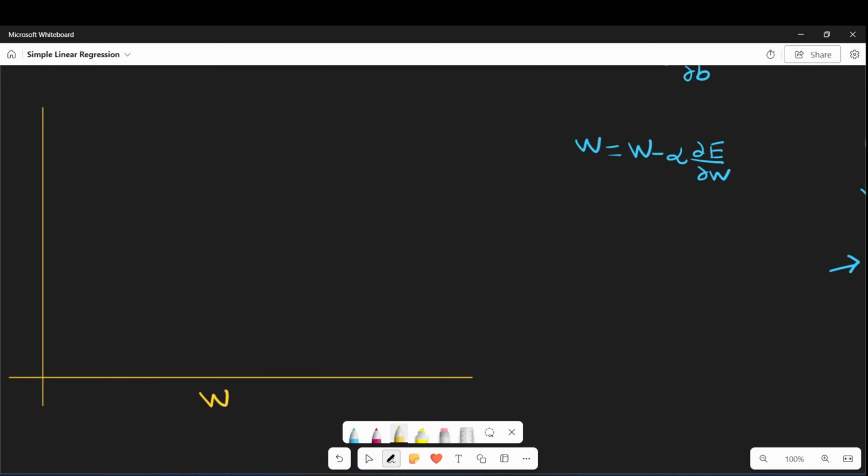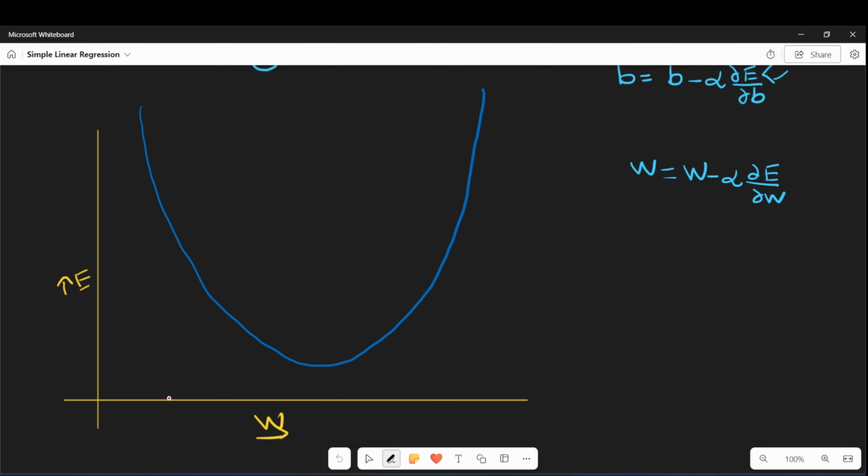Now if we take the w value on the x-axis and the error value on the y-axis, the graph will look like this. Let's say our w value is somewhere around here on the x-axis. For this value of w, let's say the value of error is this one. From the graph it is clear that the error value is minimum at this single point, and this point is called the global minima. Our goal is to reduce this error value, and to do that we need to move this point towards the global minima. So we need to move towards the right, and to do that we need to add some value to this w so that it moves to the right. The error value will be reduced and this point will reach the global minima.